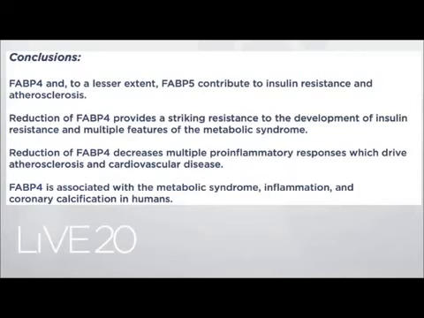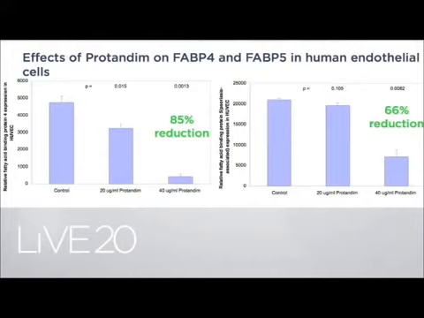What does Protandim do to it? On the left, you see the effect of Protandim on human cells in culture. The left bar is the control without Protandim. At 2 concentrations of Protandim increasing, you see an 85% reduction of this FABP4 gene product. The related one, FABP5, showed a 66% reduction in response to Protandim. Right? The higher this gene is, the more likely you are to get metabolic syndrome, calcified arteries, and the related bad things that happen.